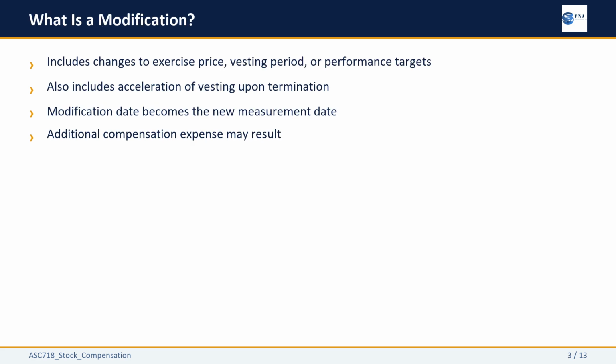Under ASC 718, a modification is any change to the terms or conditions of an existing stock-based compensation award. This is a broad definition. It covers obvious changes like lowering the exercise price of an option, but it also covers extending a vesting period, easing a performance target, or accelerating vesting when an employee leaves the company. The key point is that the modification date becomes the new measurement date for any incremental value created by the change.